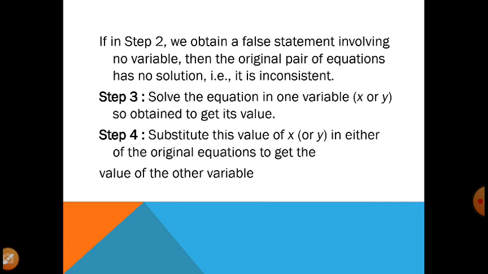So already what we did: in the first step we made the coefficient of one variable numerically equal. Then in the second step we did addition or subtraction, whichever is suitable, of one equation to or from the other equation. Now, what is step 3?